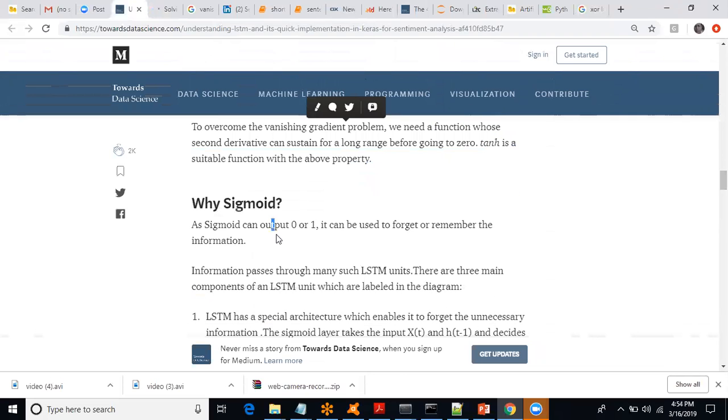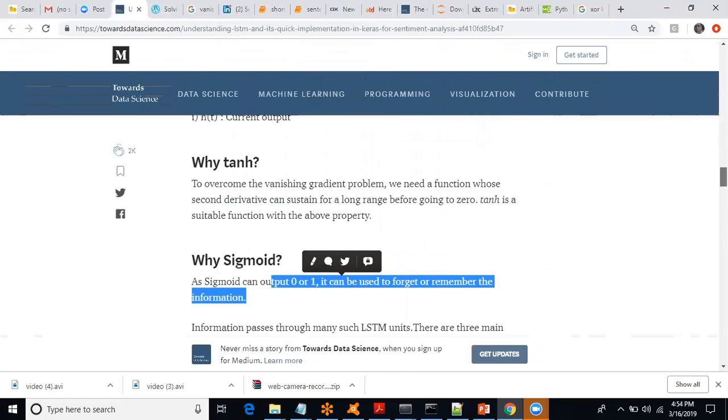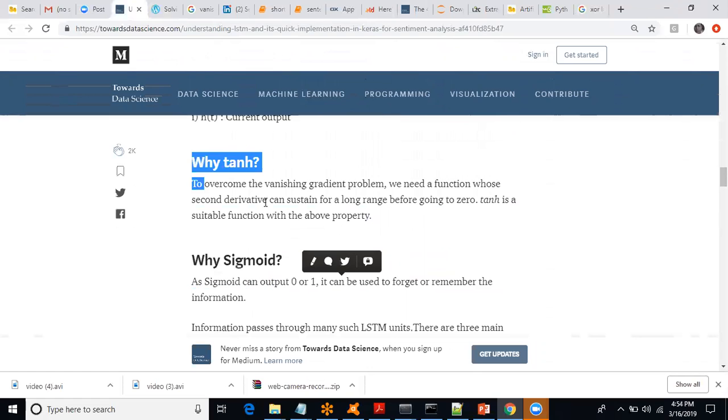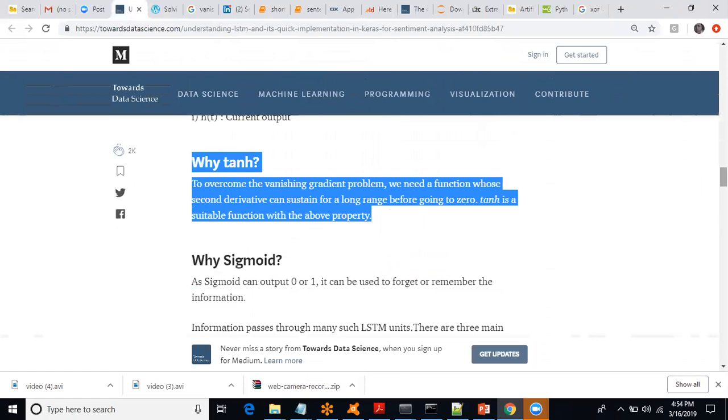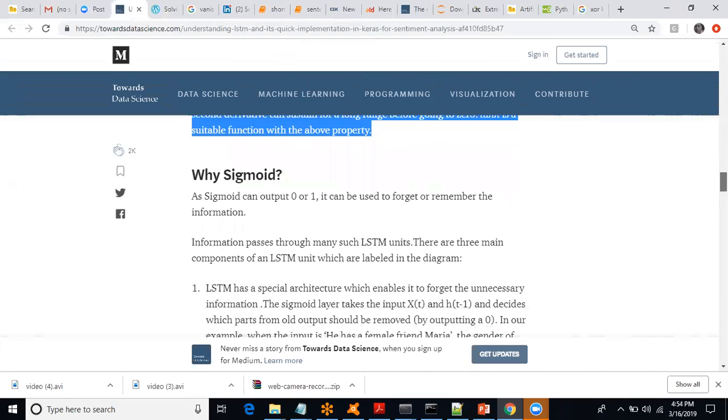And sigmoid is used to forget the information. To get the optimization, we use tanh. The activation function we actually use is tanh. And sigmoid is not used as the activation function, because we require different information, and by putting 0, it can be vanished.